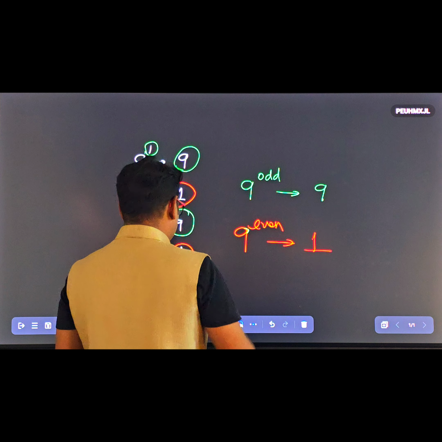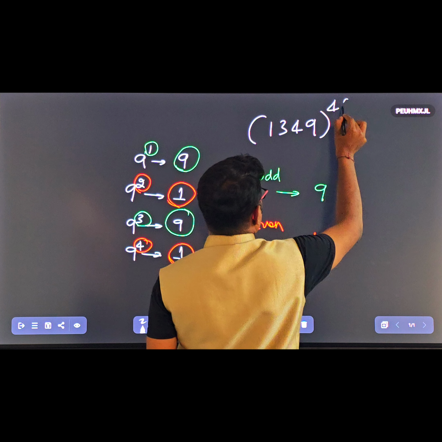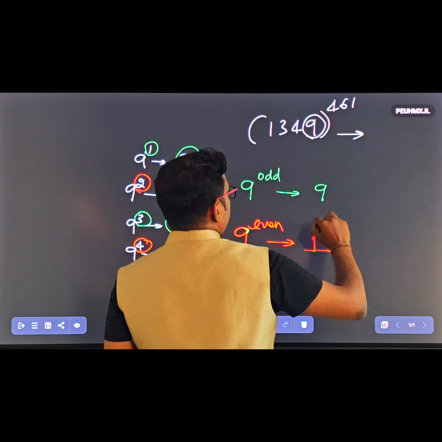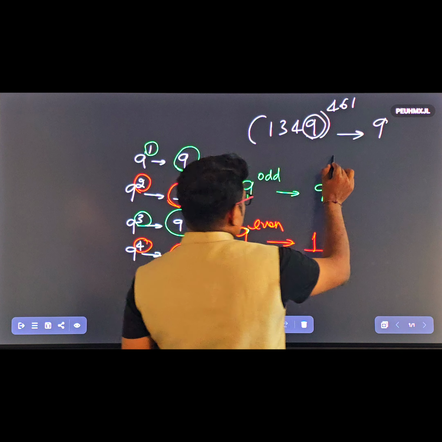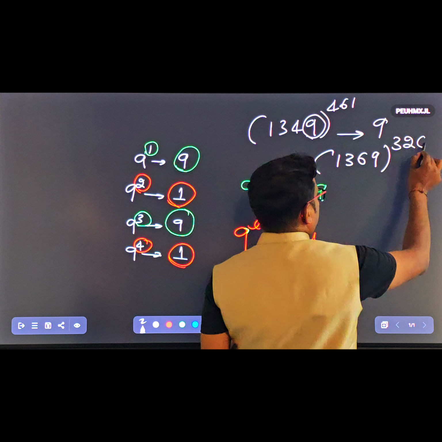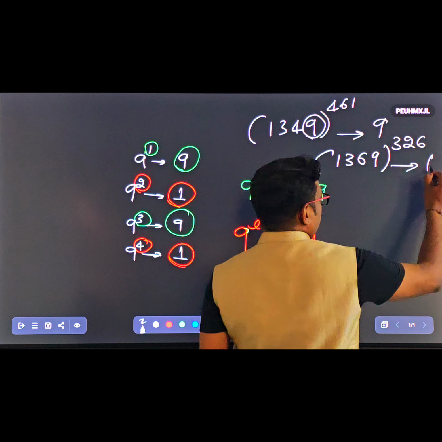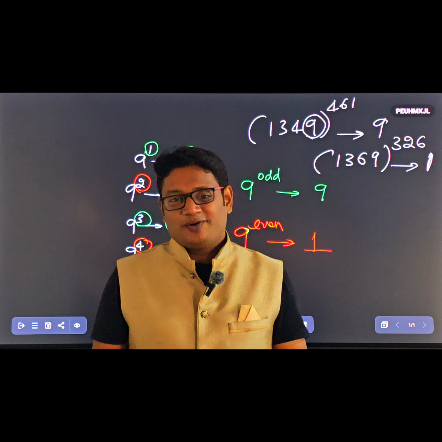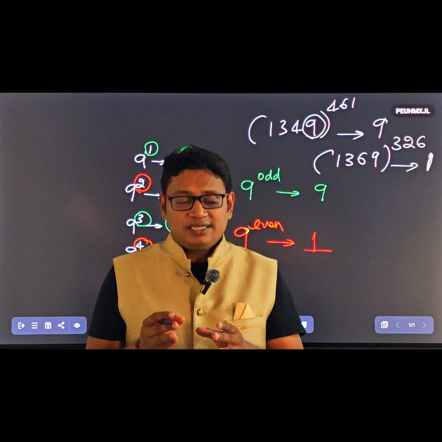Please see. If they give a question like this, 1349 whole to the power of 461, what is the unit digit? Just consider the unit digit. 9 power odd number is 9 in the units place. Suppose one more question: 1369 whole power 326. What is the unit digit? Just closing my eyes, without touching pen and paper, mark the answer as 1. Why? Because 9 power even number is 1. Hope you have understood. If you know this, you can solve any question in this chapter.